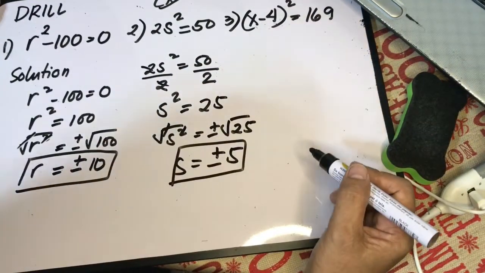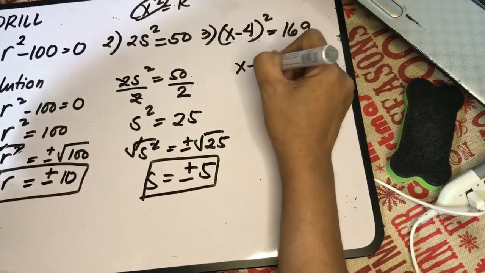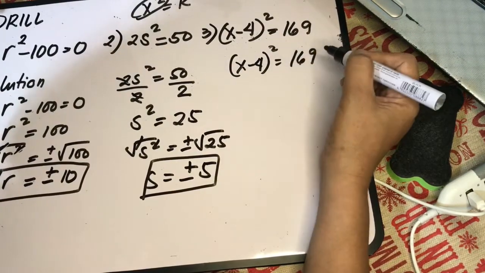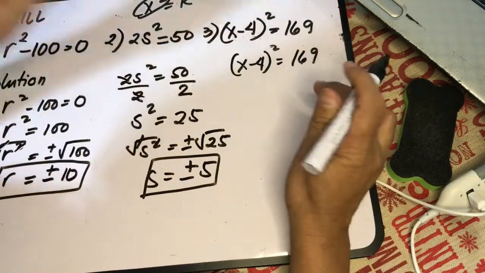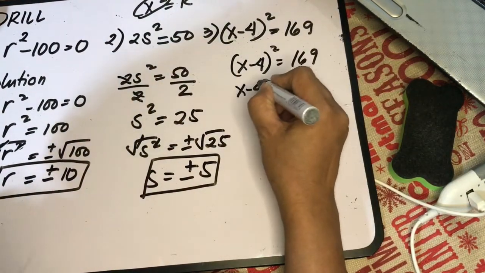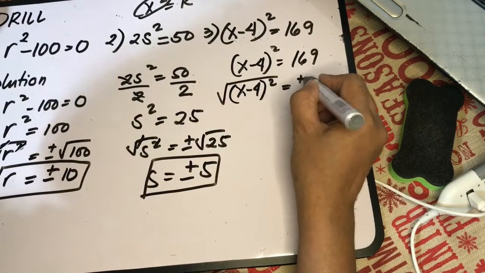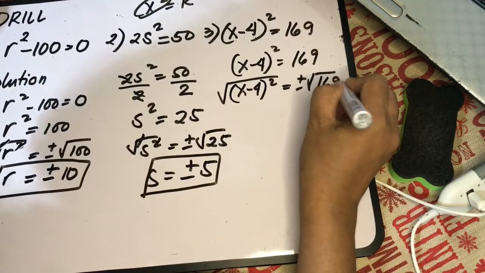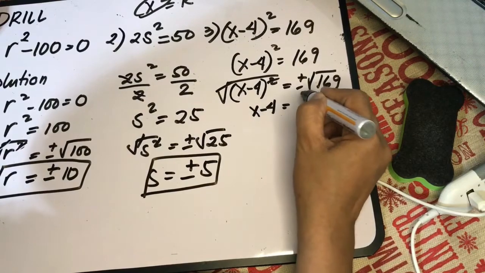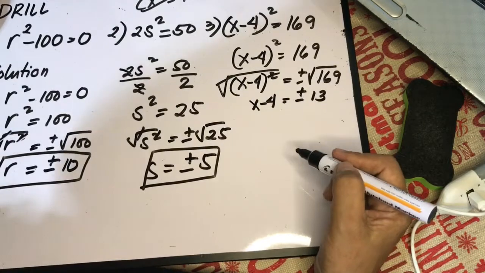Okay, what about number 3? Again, in number 3, we have x minus 4 times the quantity squared is equal to 169. So, the whole k here is x minus 4. Again, 169 is greater than 0. Again, x minus 4 quantity squared, take the square root, is equal to plus minus the square root of 169. So, we have x minus 4 is equal to plus and minus. What is the square root of 169? That is equal to 13.